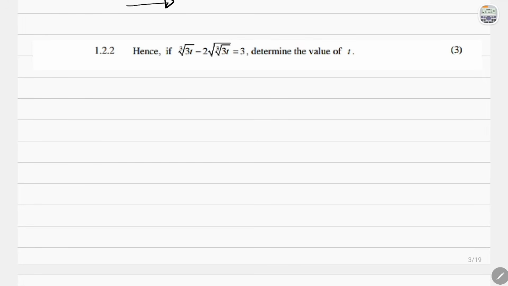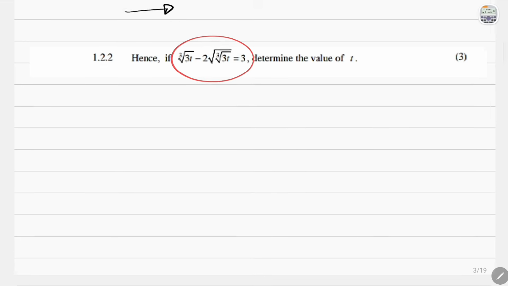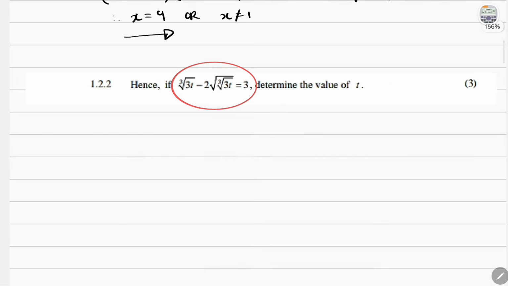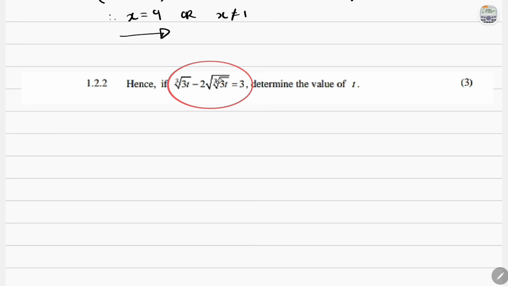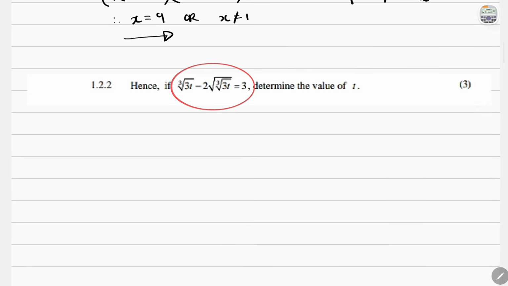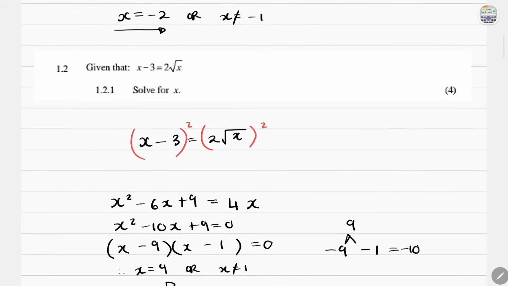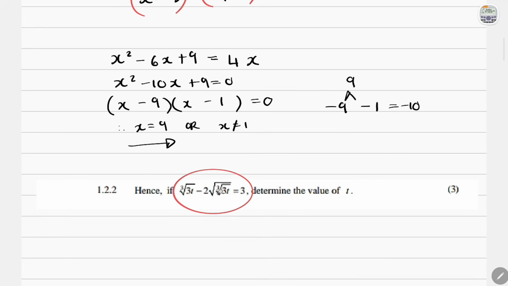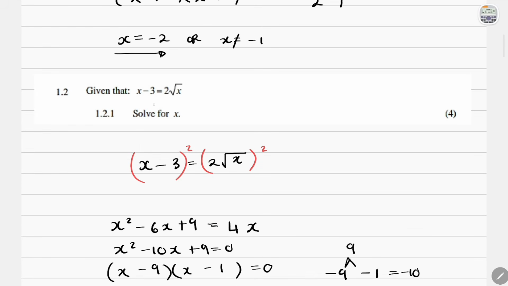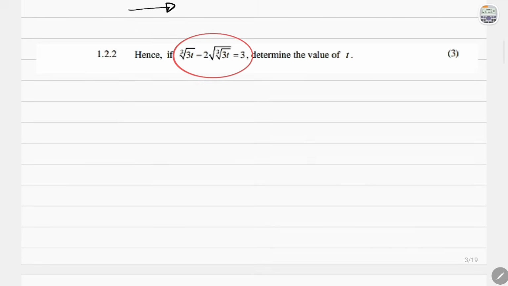Question 1.2.2 says, hence, and they give us this, if we are told that the cube root of 3t minus 2, and then the square root of the cube root of 3t, is equal to 3, determine the value of t. So this is a hence question, meaning this that they gave us is probably in a similar format to this, or really just the same format. Let's rewrite this again just to see.